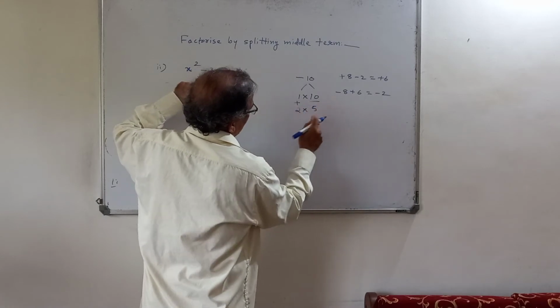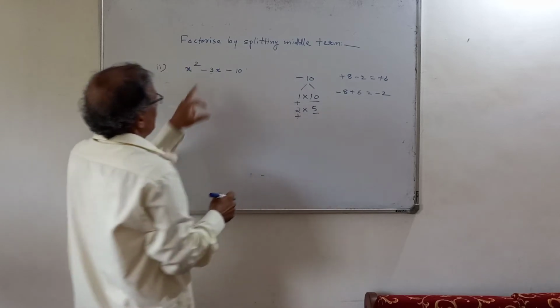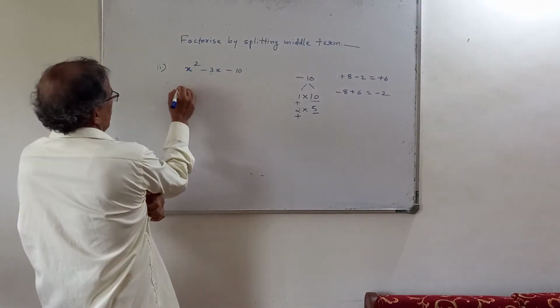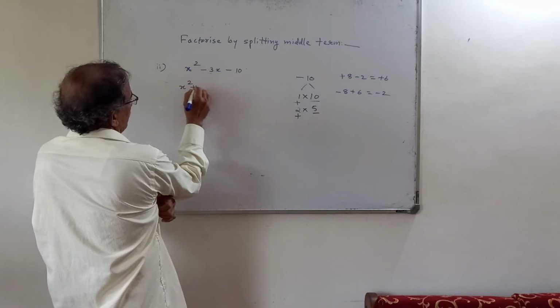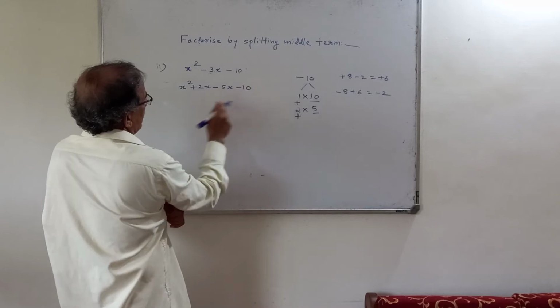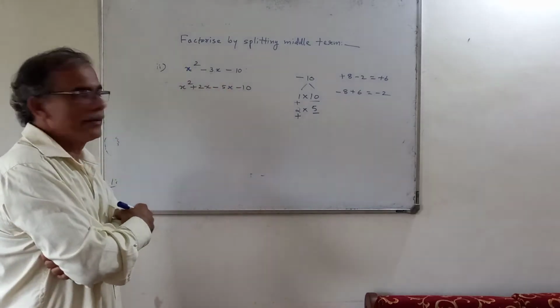2 into 5. So 5 is greater. Attach here minus, and here 2 minus 5. How much? Minus 3. So this pair will work. So x square plus 2x minus 5x minus 10. See, 2x minus 5x is minus 3x.